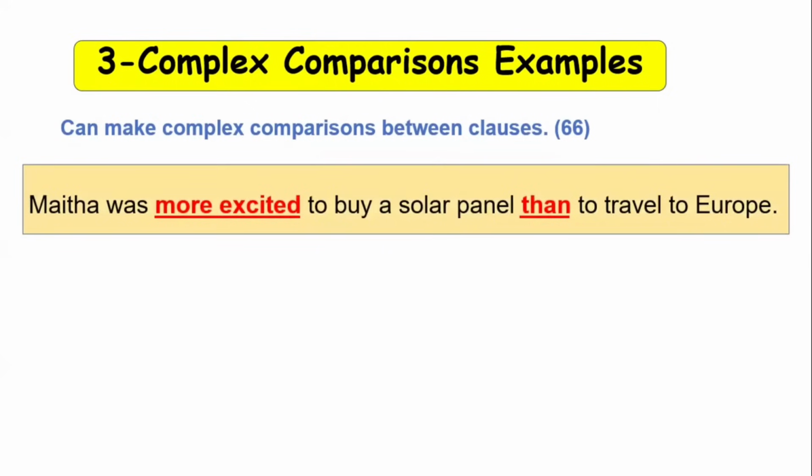Okay, Metha was more excited to buy a solar panel than to travel to Europe. As I said before, be careful. When I use the expression to buy, then the next clause should have the same thing, to and a verb in the infinitive, you see, to buy. Metha was more excited to buy a solar panel than to travel to Europe.